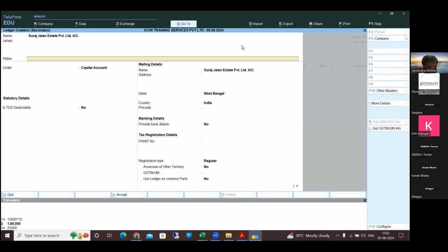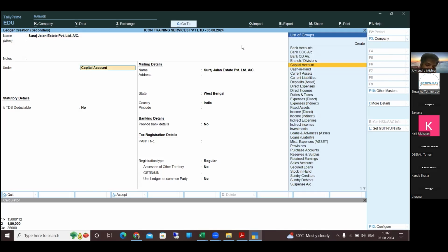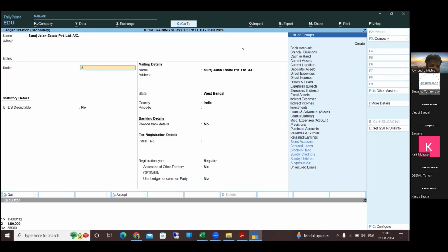Okay. So friends, we have to pay rent to Suraj Jalan. Will Suraj Jalan be a debtor or a creditor for us? We have to pay rent to Suraj Jalan, so Suraj Jalan will be a creditor, because we have to pay. So let's choose sundry creditor.